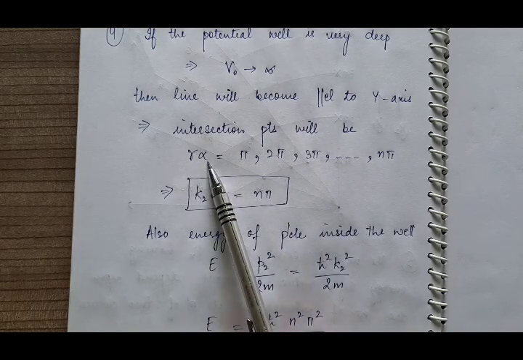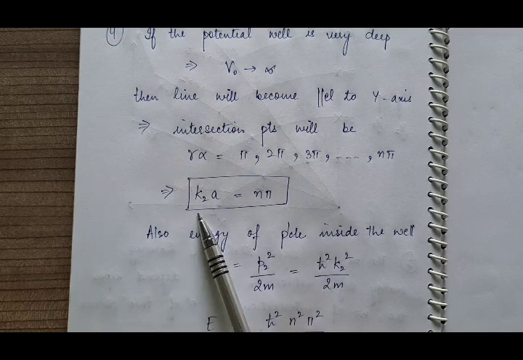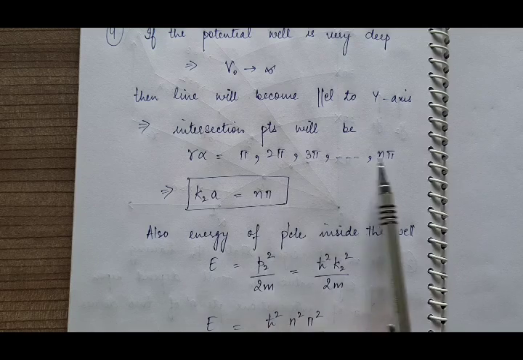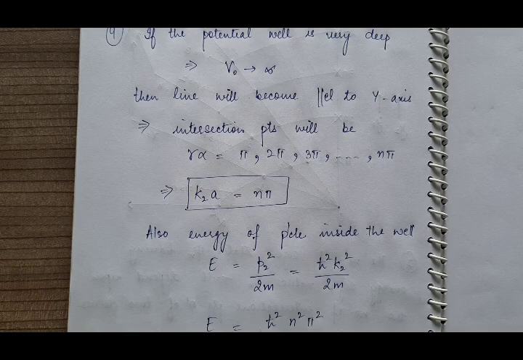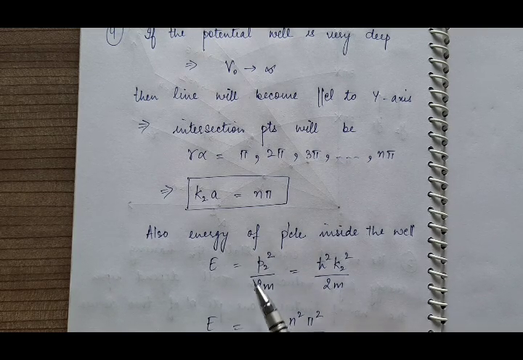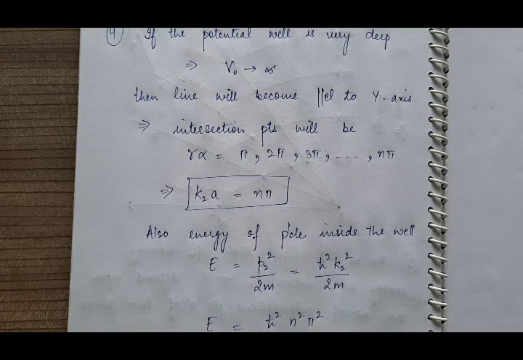And gamma alpha is also equal to K2A. We have already supposed and solved this. It means if gamma alpha is equal to n pi, then K2A is also equal to n pi. And what is the energy of the particle? As the particle stays inside the well, what will be the energy of the particle inside the well? Momentum inside the well is P2. So energy will be P2 square by 2m, and P2 is equal to h cut K2, where K2 is the wave vector inside the potential well.